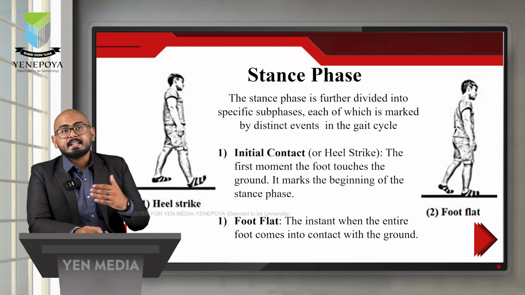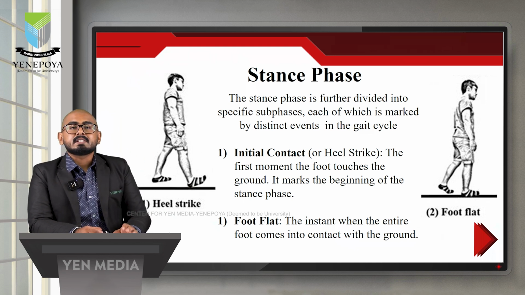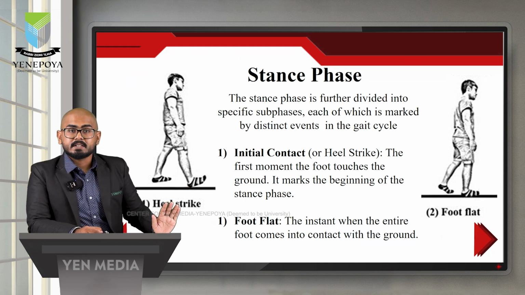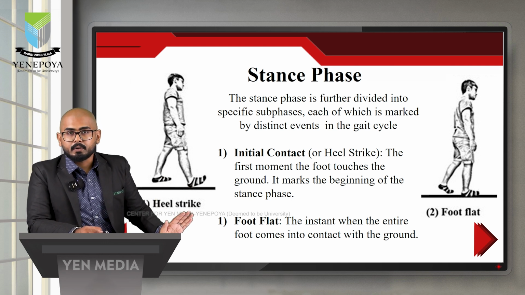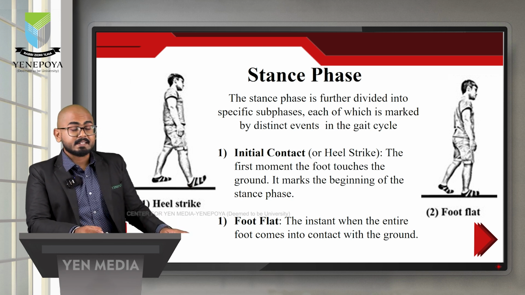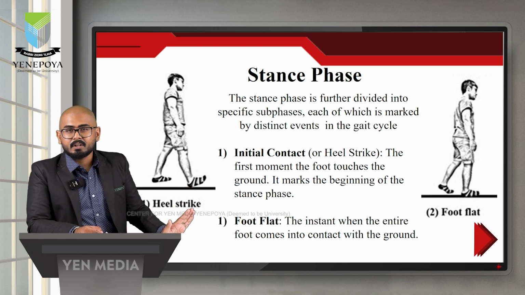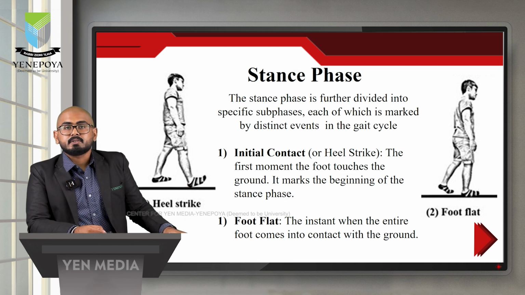Now, stance phase, as I said, is classified into sub-phases, which are initial contact, foot flat, mid stance, heel off and toe off. Initial contact or heel strike is nothing but the first contact of the heel on the ground to start off with the stance phase. Next is foot flat. Foot flat is when the whole foot is on the ground. All right. So, heel strike is when just the heel is on the ground. That is the start of our gait, the stance phase. Foot flat is when the foot is on the ground.